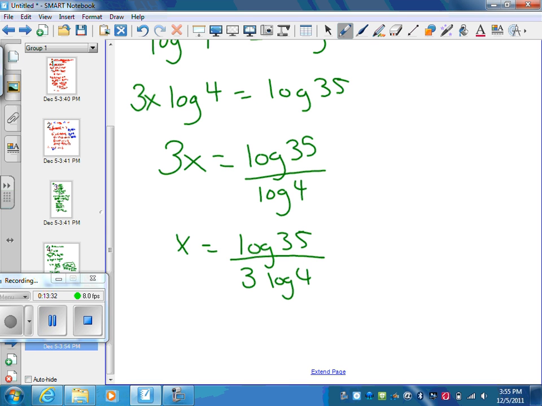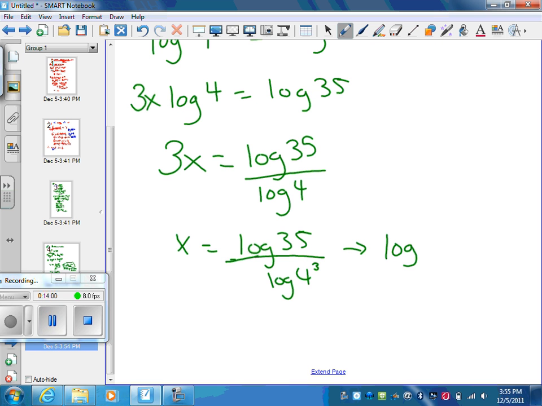So this would be 3 log 4, which is the same as log 4 cubed, 4 times 4 times 4. This is a change of base formula. That is the same as log 4 cubed.